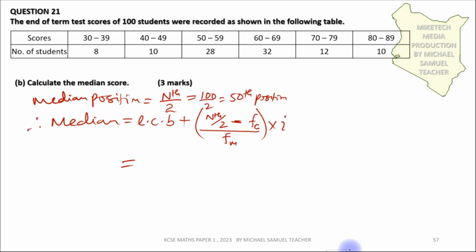first we need to indicate cumulative frequency. We can have a row, and we get the cumulative frequency by adding the corresponding frequency, that is the number of students. We have 8, then 8 plus 10, that is 18, 18 plus 28, that is 46, 46 plus 32 gets 78, 78 plus 12, that's 90, then 90 plus 10, that is 100, which must be equal to the total number of students.